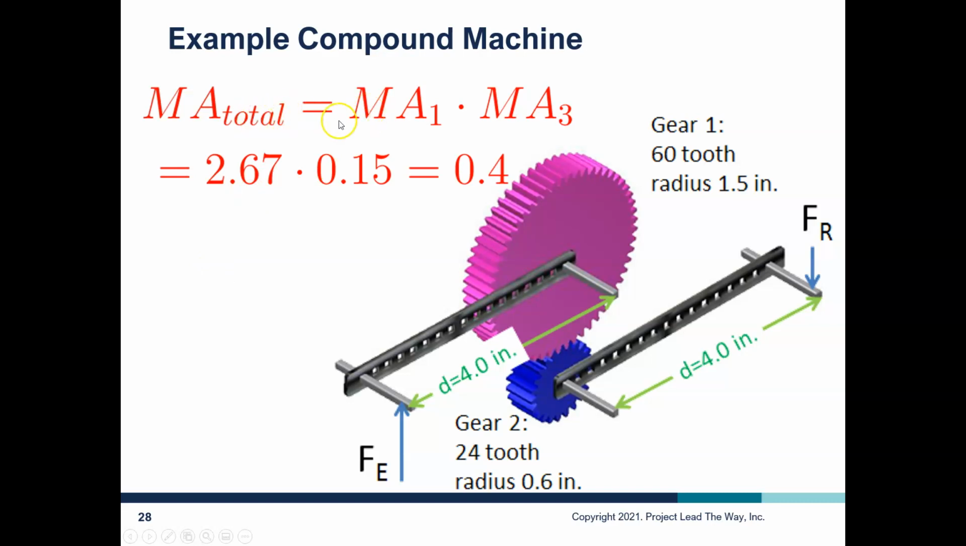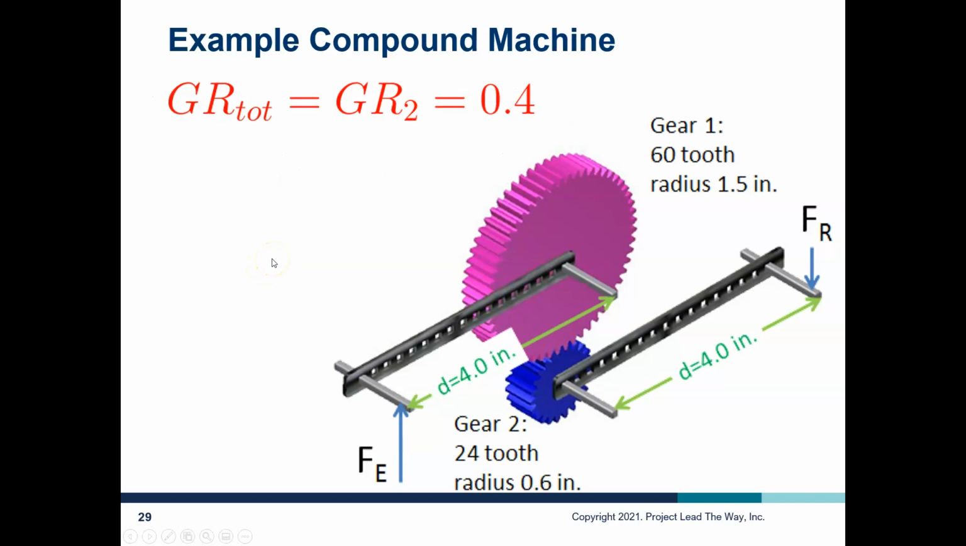To find our total mechanical advantage, we're only going to incorporate the wheel and axle assembly here at the beginning and at the end. So we multiply those two, and we get 0.4. And the total gear ratio, well, we only had one set of gears in here, so our gear ratio is simply going to be 0.4.